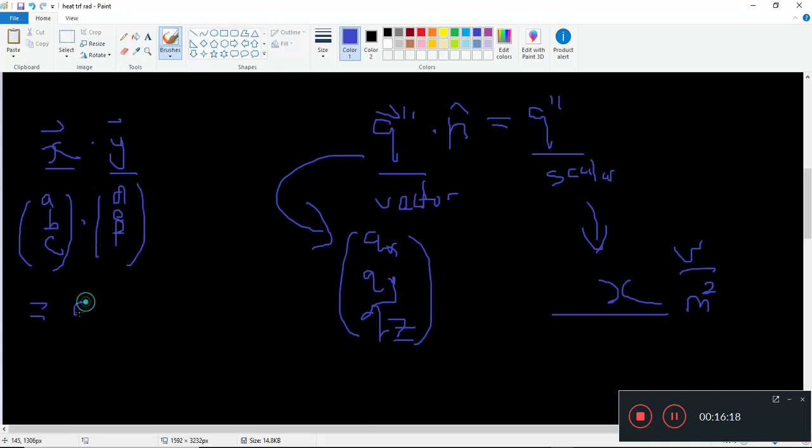So what we get is AD plus BE plus CF. Right? If we do the dot product like such, we will realize that if we do the dot product the other way around, it is also the same.